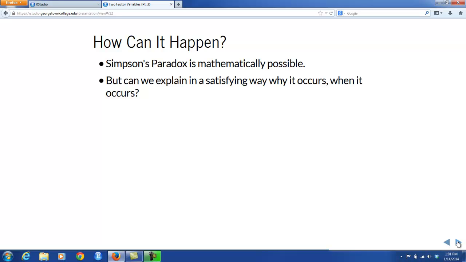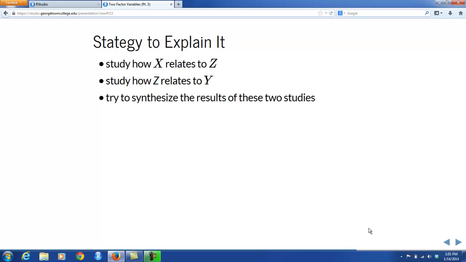Now, Simpson's paradox certainly is mathematically possible. After all, we just saw it occur. But could we explain how it occurs in a satisfying way? In order to do that, you have to do some work. I'll suggest a strategy for how you might explain Simpson's paradox.